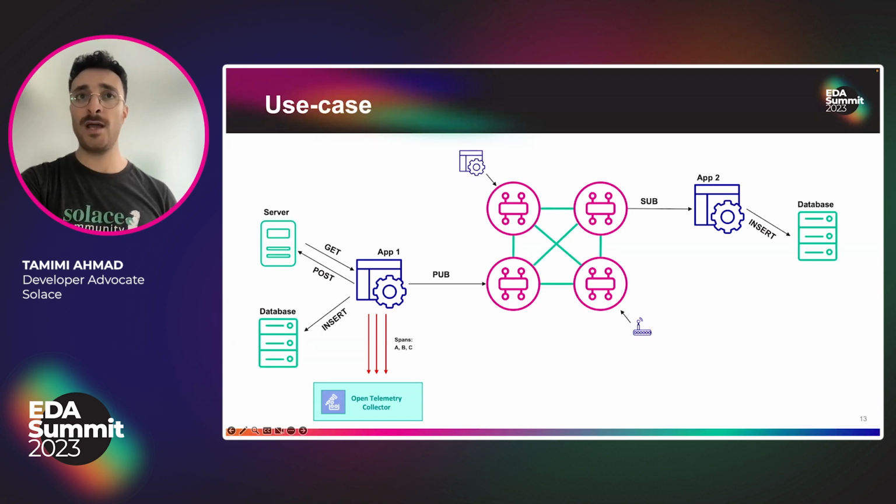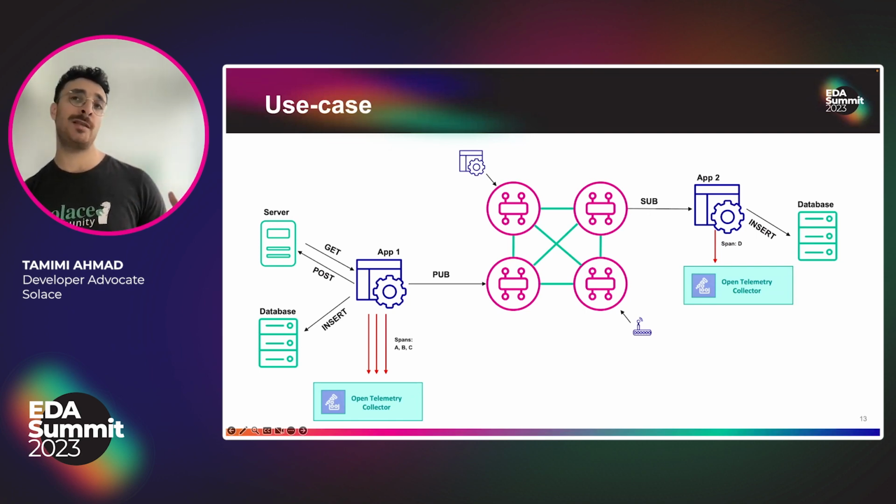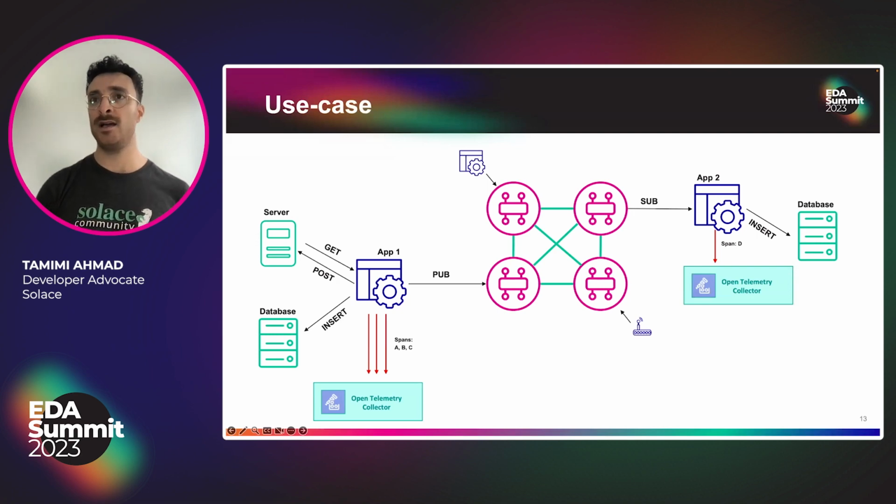And again, if we want to have a distributed tracing strategy in our system, we would have an OpenTelemetry collector that our application generates a span to. Let's call this span D. And this span D shows an insert to a database. So application 2 subscribes to the topic, and generates a span after inserting some data into a database.